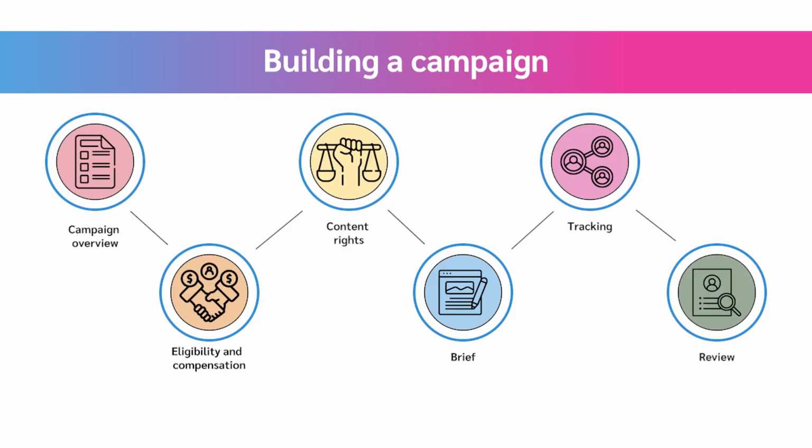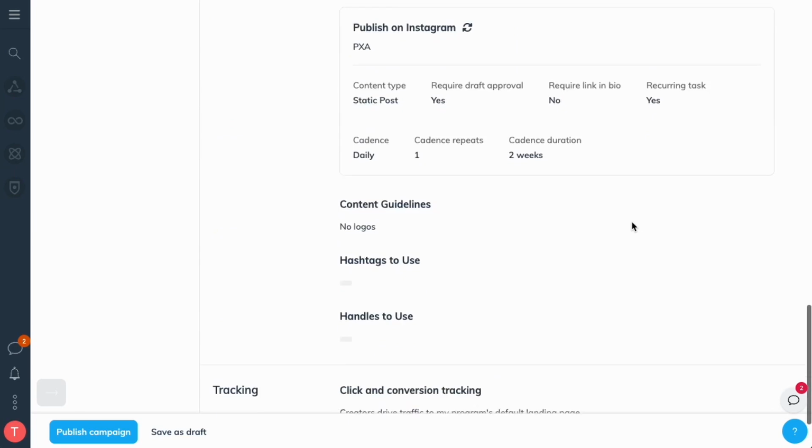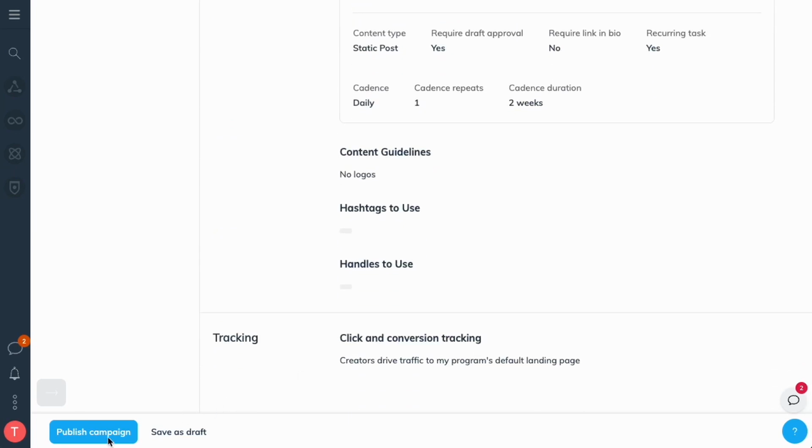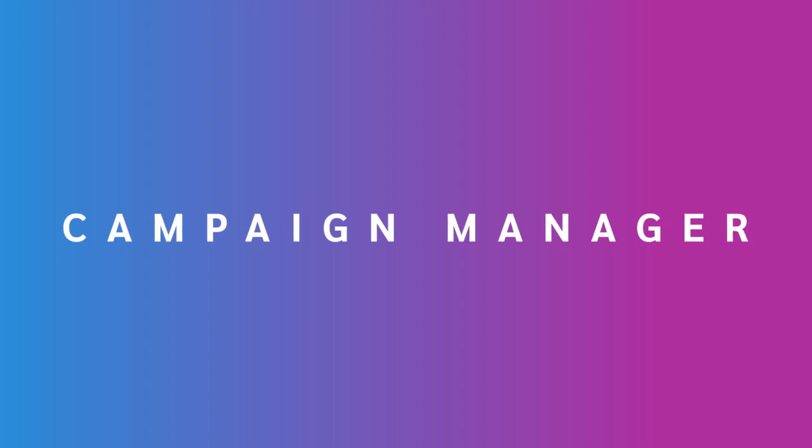Lastly, you get to review everything. You can read through all the work you just did, and then you can go ahead and publish the campaign for creators to apply to or save it as a draft. Once you launch your campaign, you use Impact.com Creator to manage the entire lifecycle of the project. We'll take a look at that in our next video.